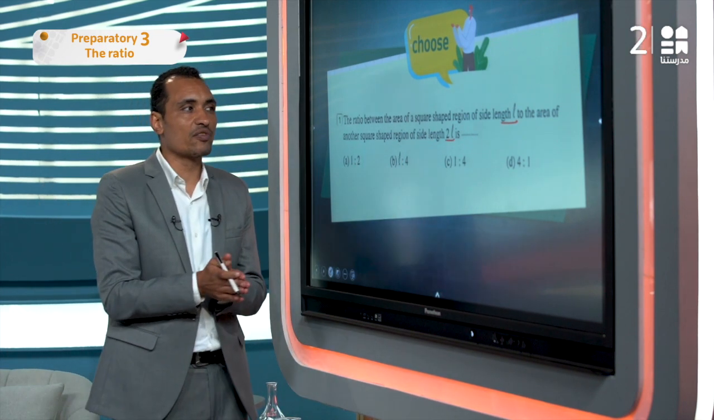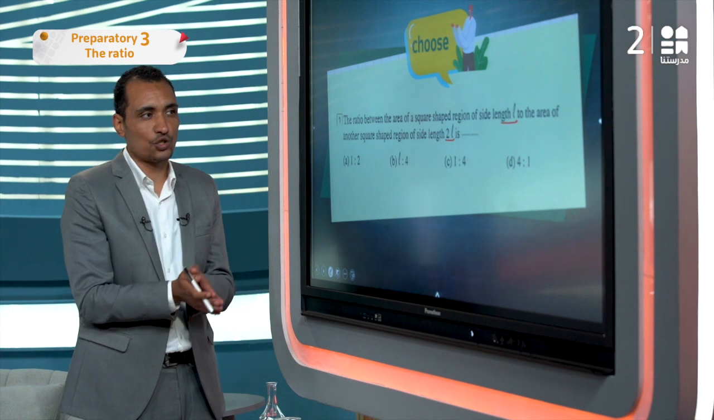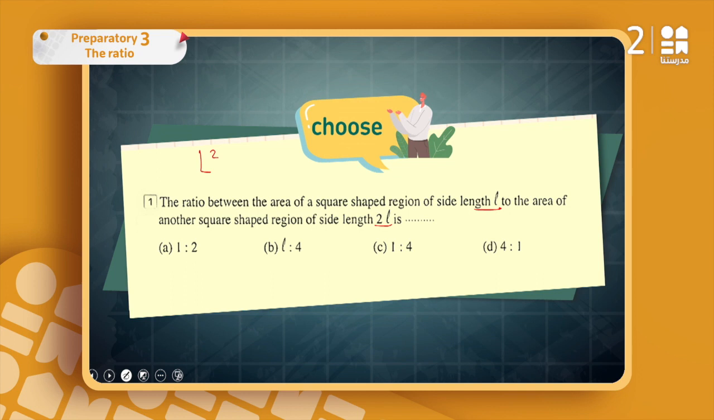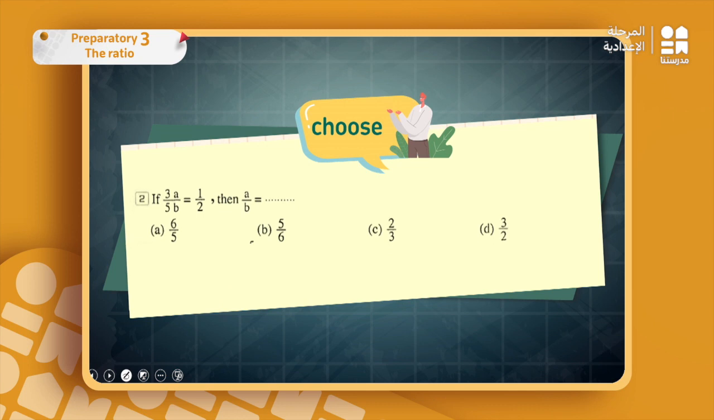كلنا عارفين ان ال area of the square is the side power 2. So the area of the first square هتكون L power 2. طيب وال area of the second square هتكون 2L all squared. ما تنساش هتكون 4L power 2. We can simplify L squared with L squared. The coefficient here is 1, so the ratio is 1 over 4 أو ممكن نكتبها 1 ratio 4 وهتكون الانسر C. نشوف الكويستشن اللي بعده.